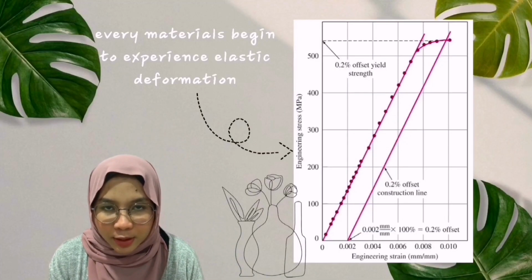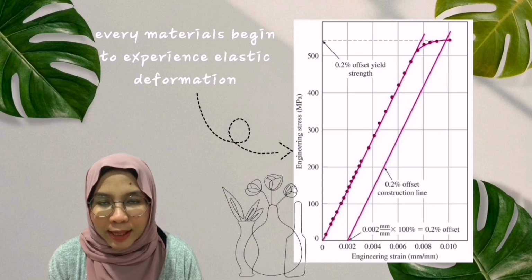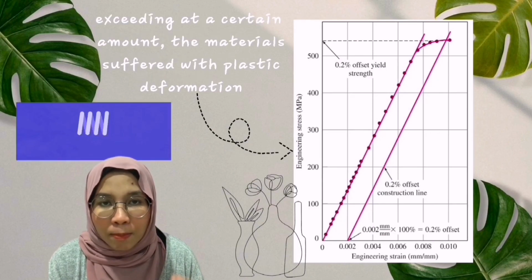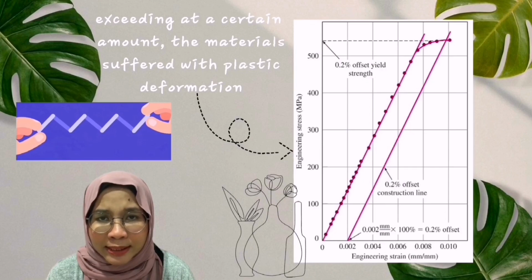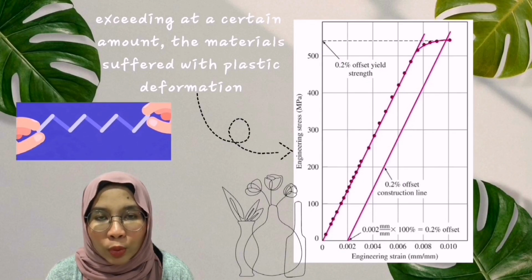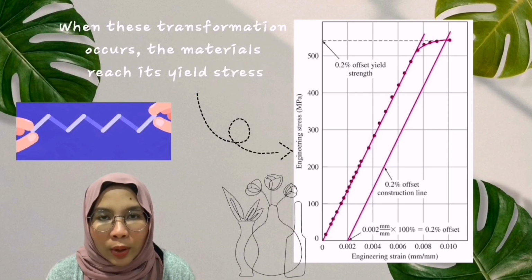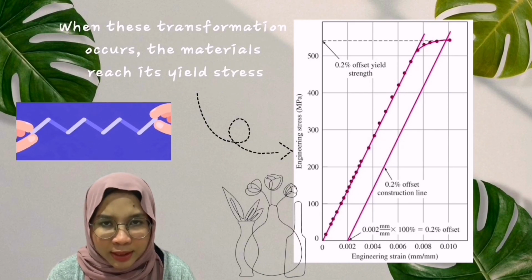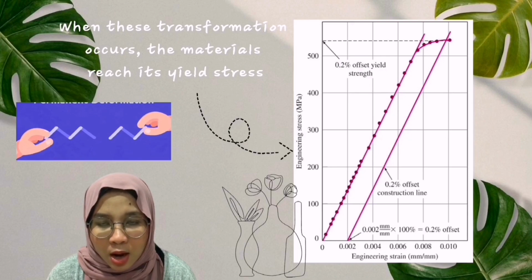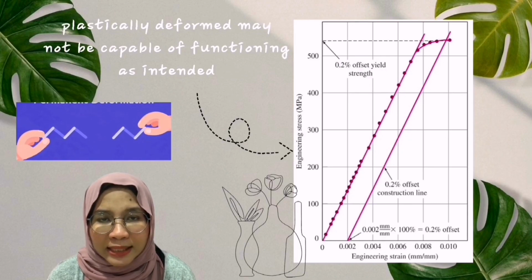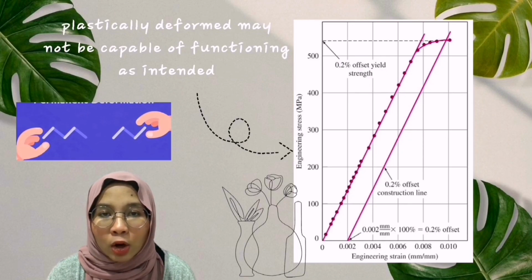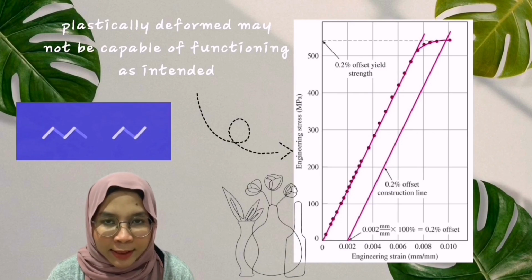Basically, every material begins to experience elastic deformation at first. But once the stress on the material exceeds a certain amount, the material will suffer plastic deformation. When this switch occurs, the material has reached its yield stress. A structure or component that has plastically deformed may not be capable of functioning as intended.